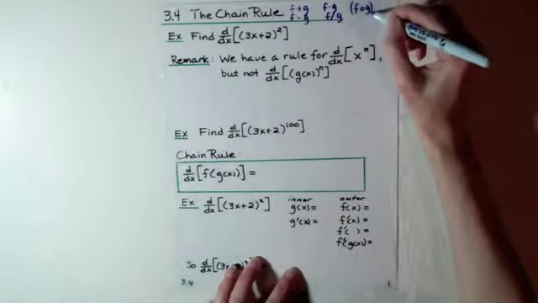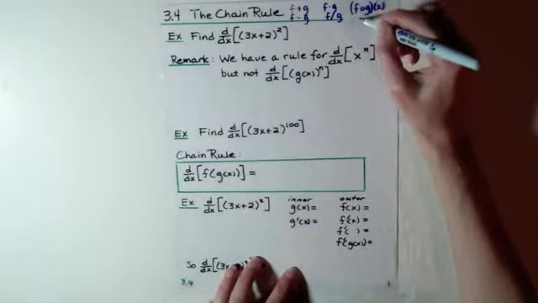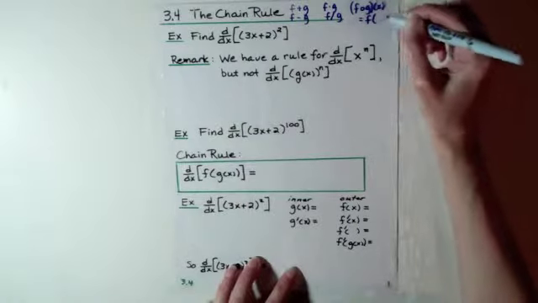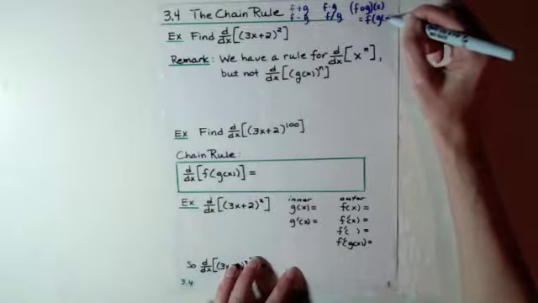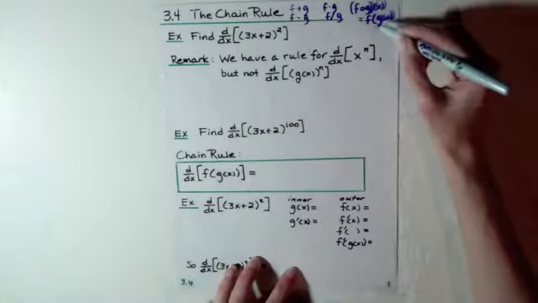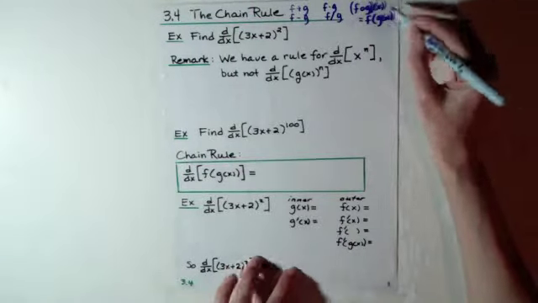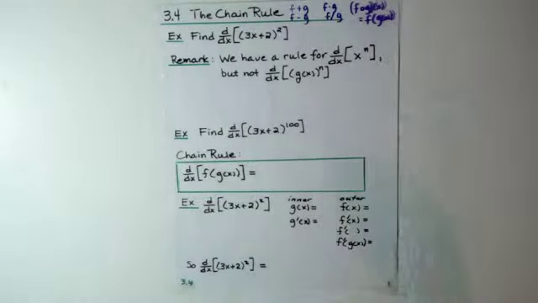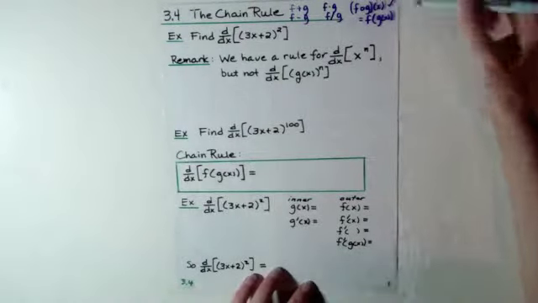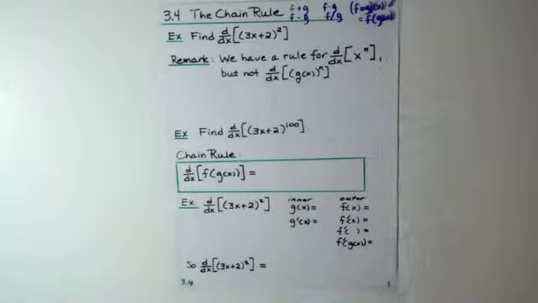Remember, f circle g of x means the composition f composed with g of x, or in words we say f of g of x. g of x becomes the input into the function f. And that's what the chain rule applies to. So this is the one situation that we have not discussed yet.